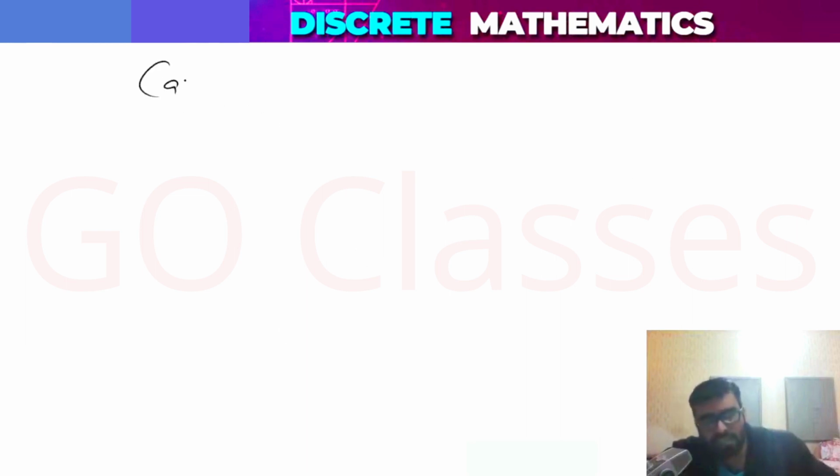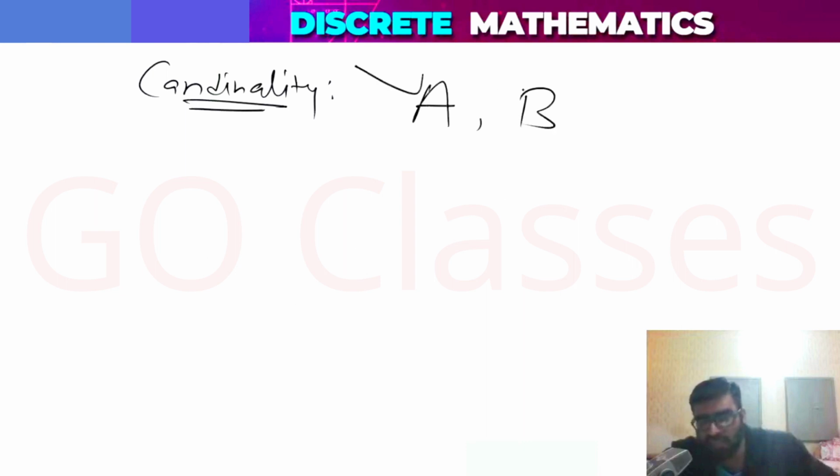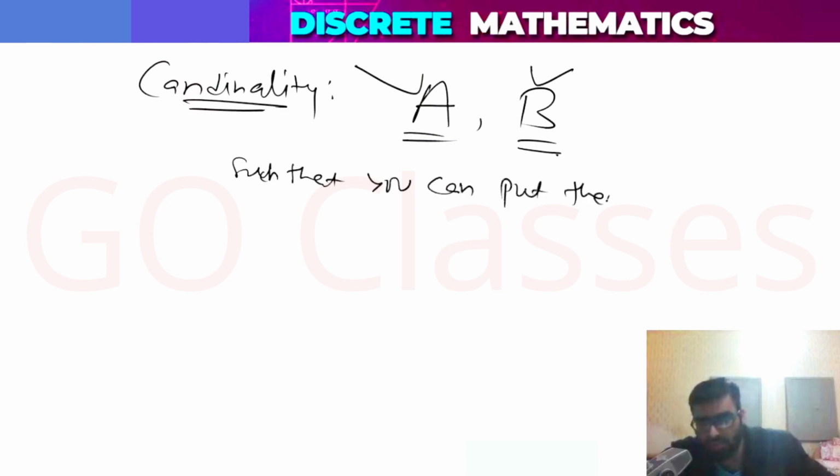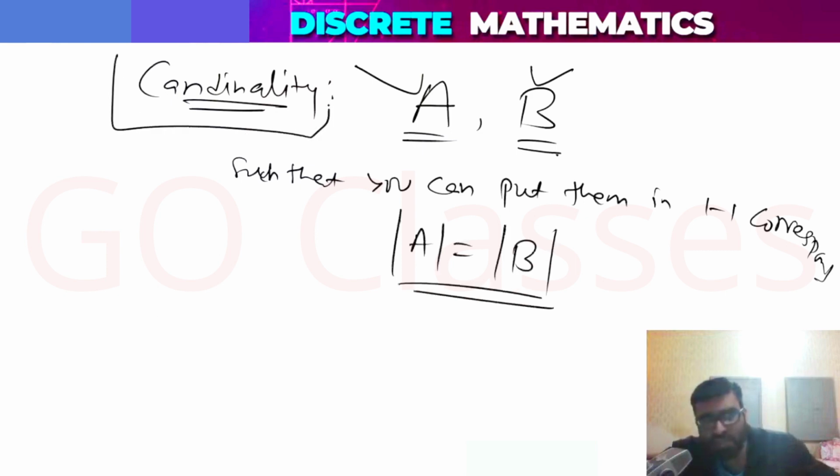And cardinality is defined very simply. If you have any set A, any set B, remember, finite, infinite, any set, such that you can put them in one-to-one correspondence, then you will say that the cardinality of set A is the cardinality of set B. This is the definition of cardinality.